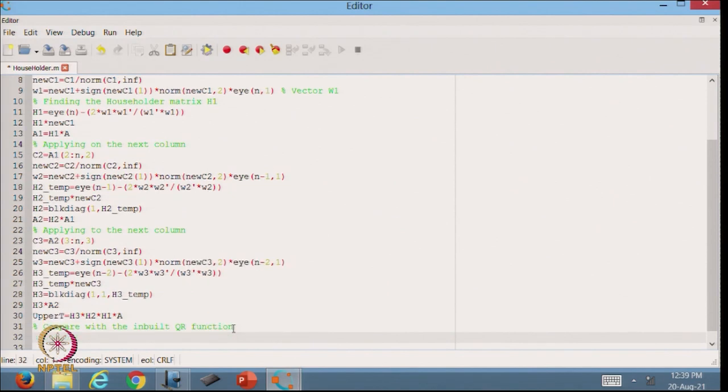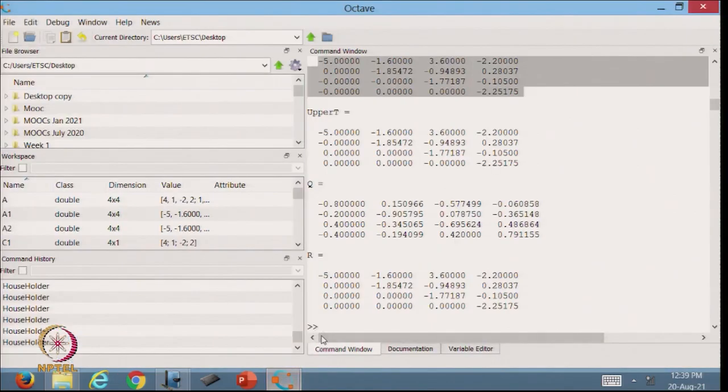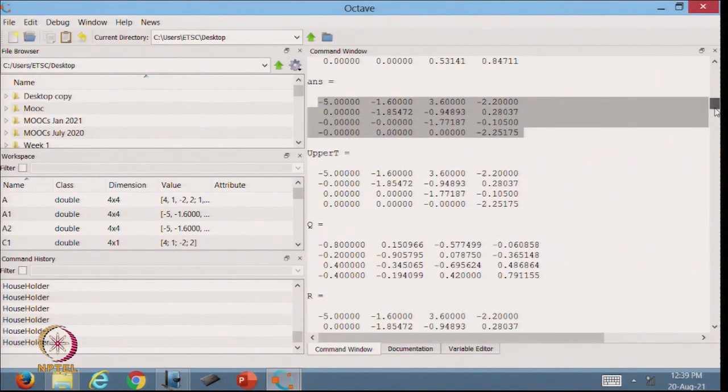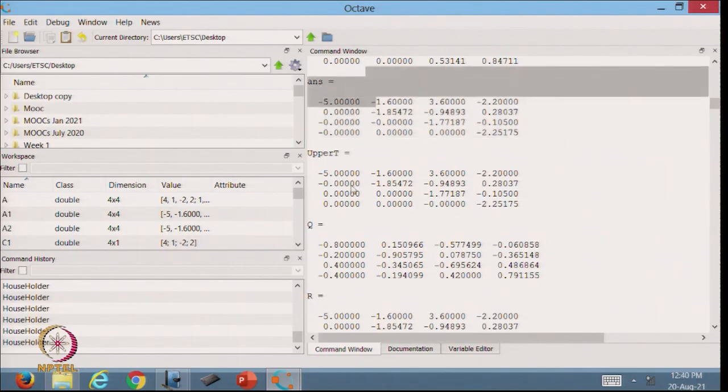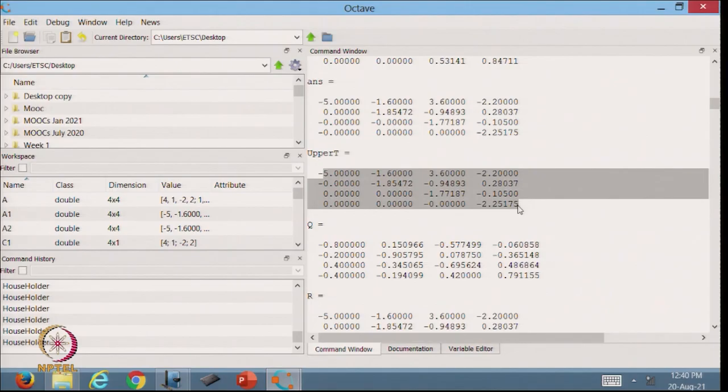QR function. And what is that? So, we write it Q R. This is what we get from here, and I will write Q R of matrix A, and then we can check. So, this is my upper triangular matrix, you can check this is the same as this value. We have done this one in the steps, and this is the value we got.